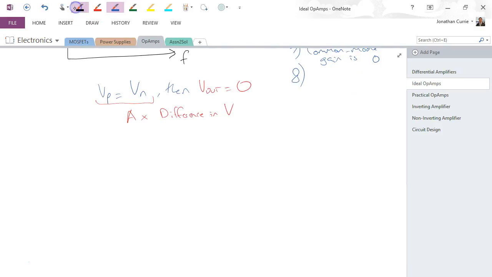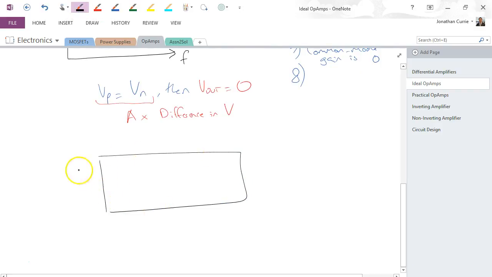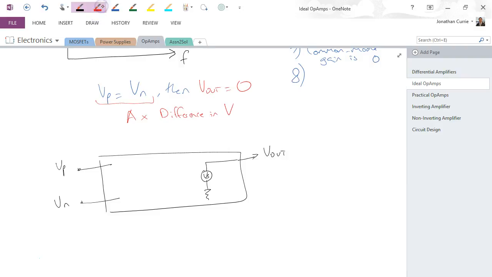Now, I'm actually going to draw a new diagram for this. What we've seen so far is that we can model the op-amp as a 3-terminal device, Vp, Vn, and V out. Now nothing there changes, alright? We can still say that the current here is equal to 0 and the gain is equal to infinity and so forth. So all those same approximations hold.